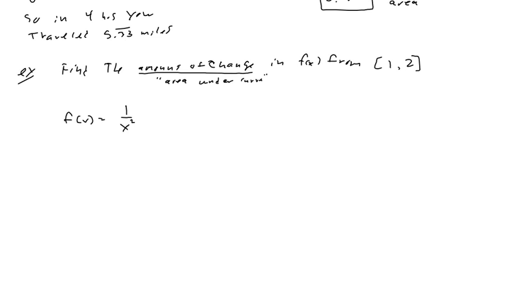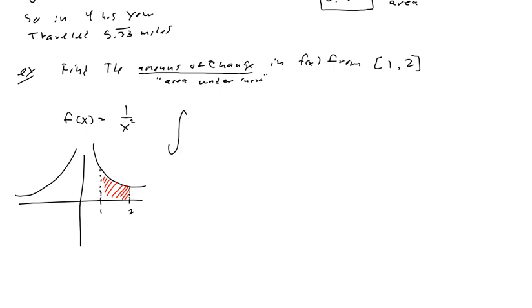What does that graph look like? The graph looks like this, and then like this. From 1 to 2, we are looking for the area under here. My equation is 1 over x squared. We're looking for the area under that. So to find this area, we do the integral from 1 to 2 of 1 over x squared dx.